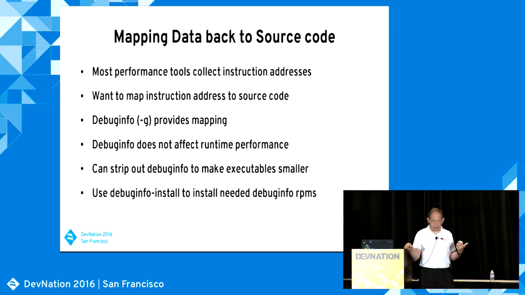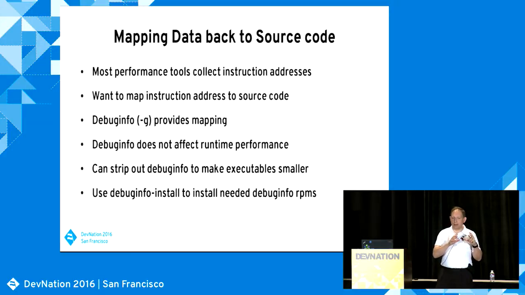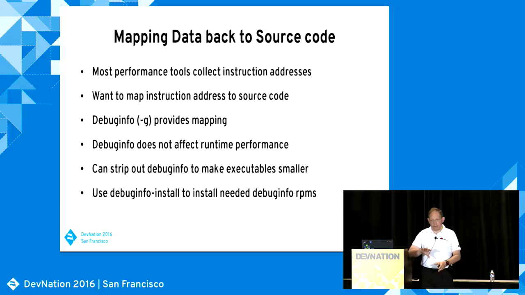The other thing that we do is that we strip out that information. So when you install a binary RPM, it installs the executables. The debug info is in a separate debug info package, and you can install it with debuginfo-install. So you can install that after the fact. Okay.